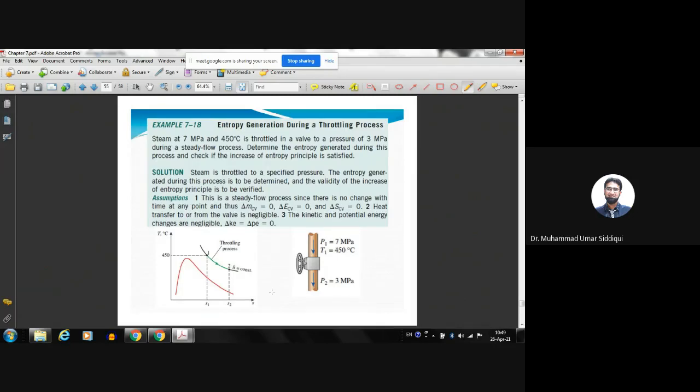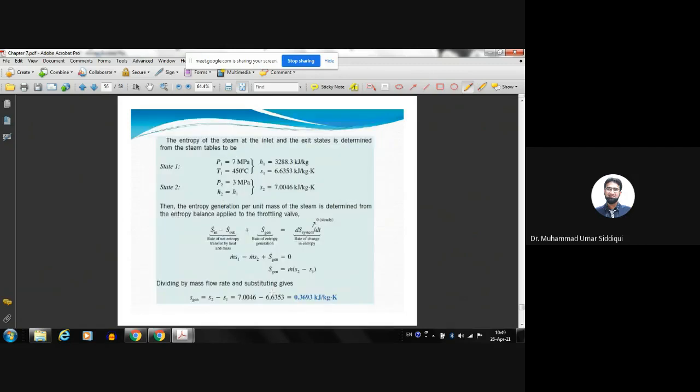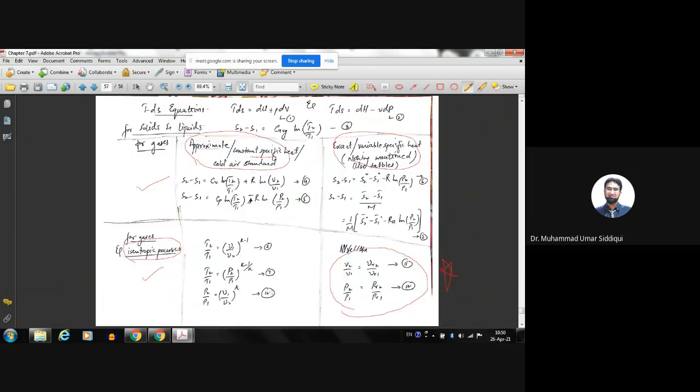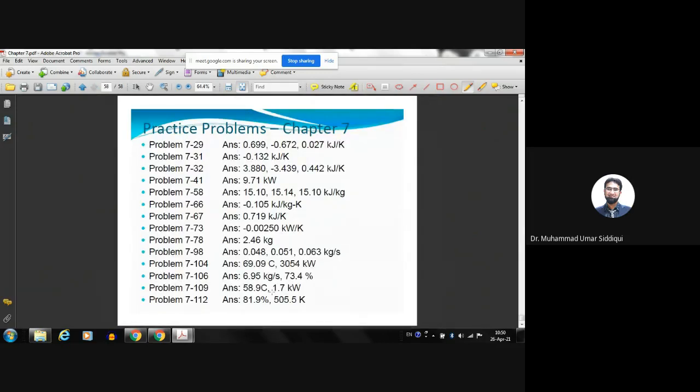So I want you to go through this problem yourself, go through the topic yourself. It's a simple process, simple topic. The only thing that you need to do is get the entropy generation, and you can get it by just getting the entropy difference between the initial condition and the final condition. So with this, our chapter number 7 is finished. You have some practice problems related to chapter number 7. The solutions of the practice problems are already provided to you in the Google Classroom.